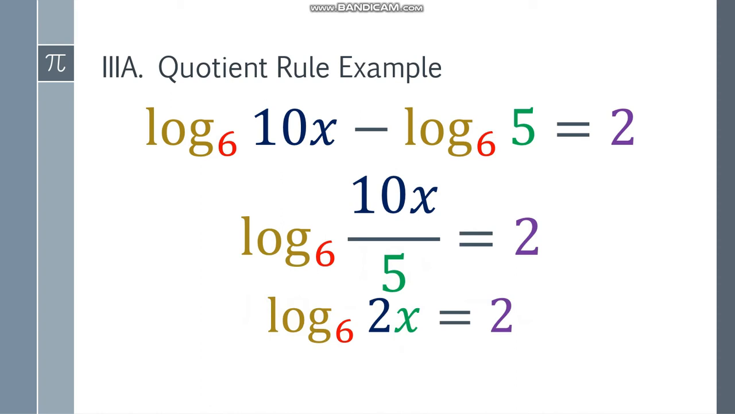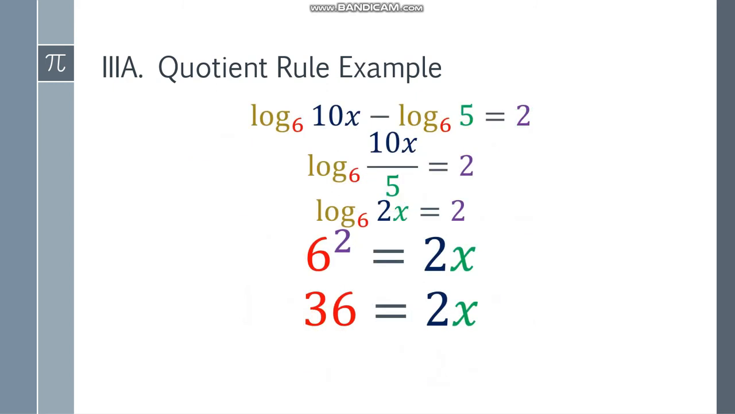Dahil medyo okay na siya, you have to transform it to exponential form. So that will be 6 squared, color-coded siya dito, is equal to 2x. Simplify 6 squared, that will be 36, is equal to 2x. And x is equal to 18, or 18 is equal to x.